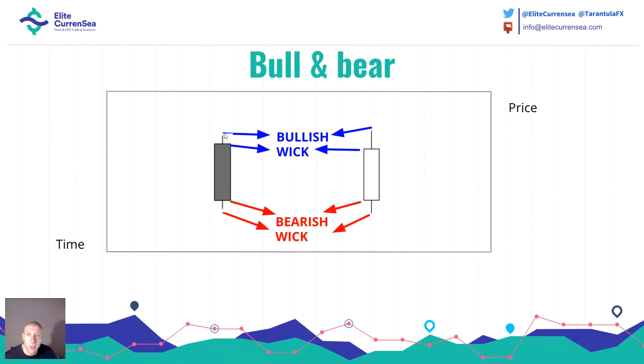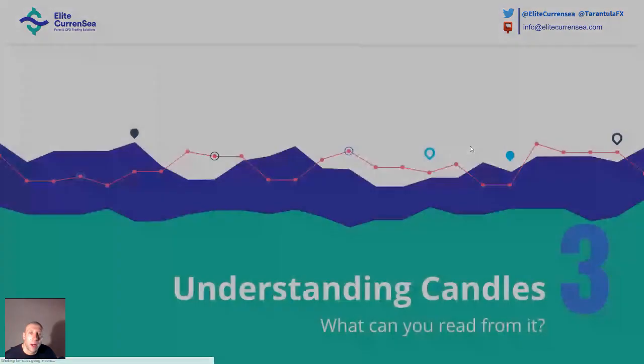Bullish wick is always found at the top. Bearish wick is found at the bottom.